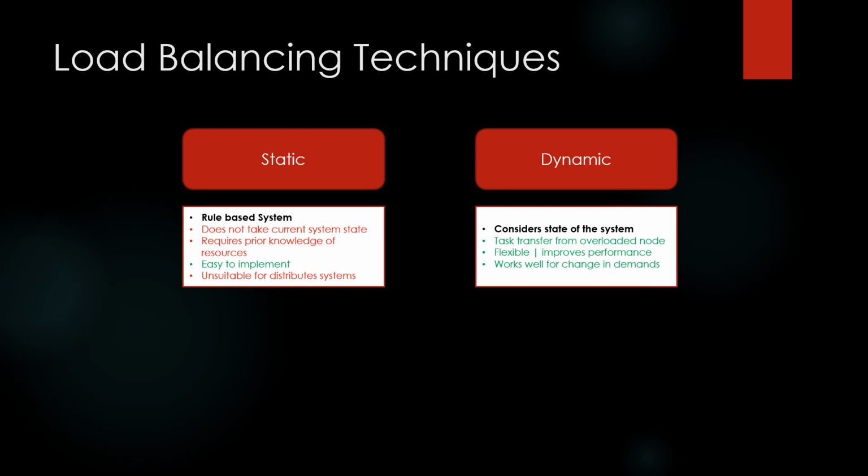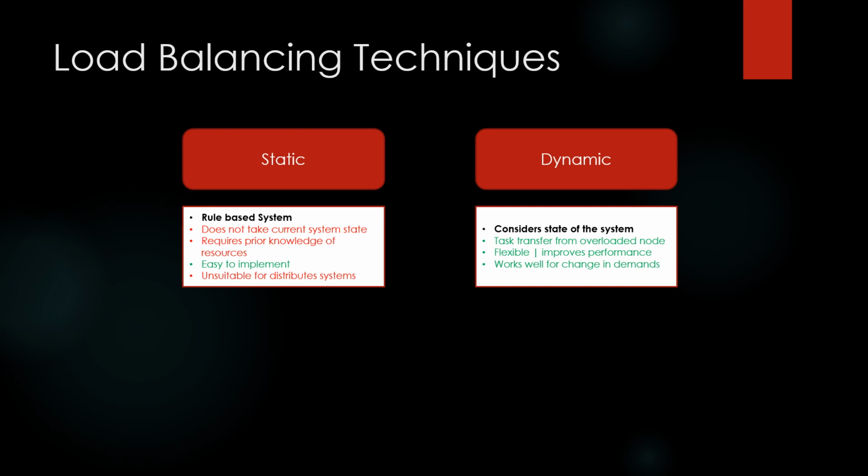Now moving on. There are two load balancing techniques at a 10,000 foot view that are discussed in this paper. One is static, the other one is dynamic. The static load balancing systems are rule-based systems. They don't take the current system state into account, which means they don't know the resource consumption of each of the nodes. It simply takes a rule-based approach in terms of allocating or deallocating resources. So it does not have any prior knowledge of the resources. One of the pros is that it's easy to implement, but then they are not suitable for distributed systems.